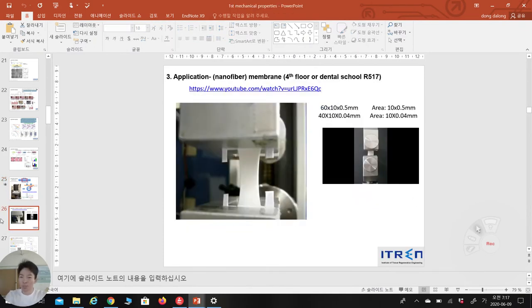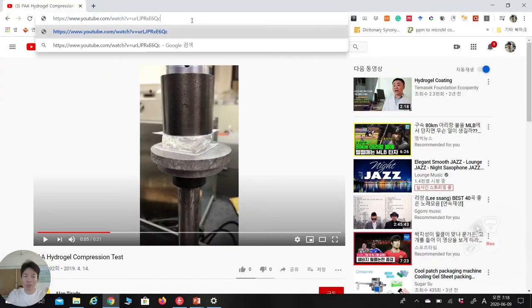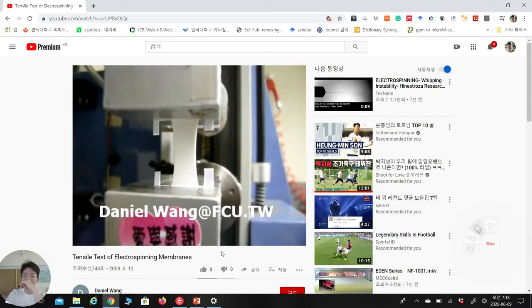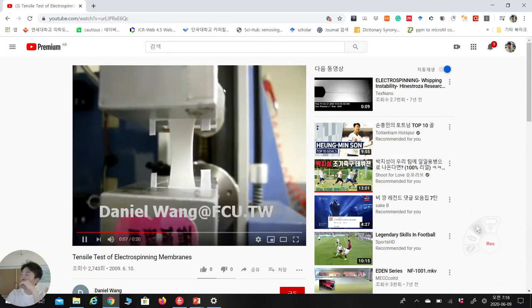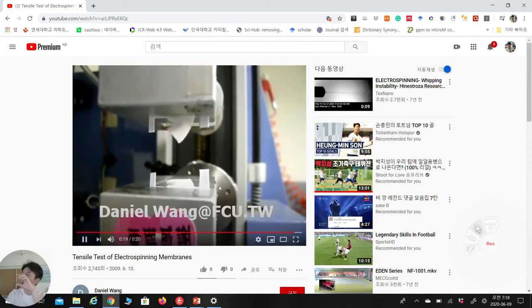And beyond the hydrogel, you can also measure the strength of membrane or nanofiber. When you make this kind of rectangular-shaped membrane or nanofiber, you can measure how much this fiber resists the outer force. Okay? So let's refer to this YouTube video. You can see the length is enlarged, at very low speed, and then they start to break down.